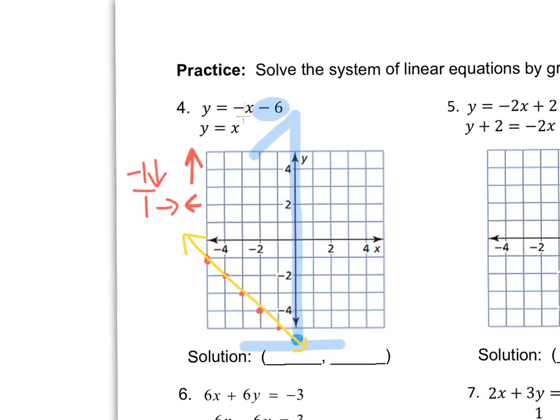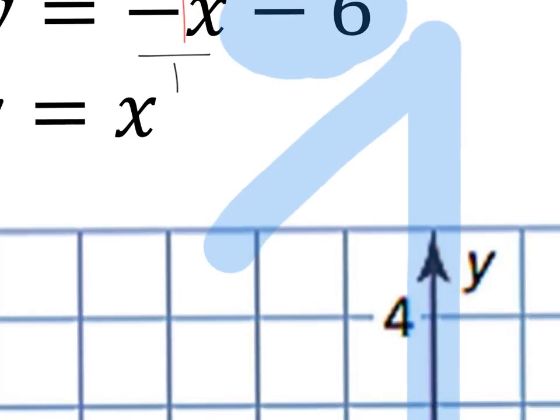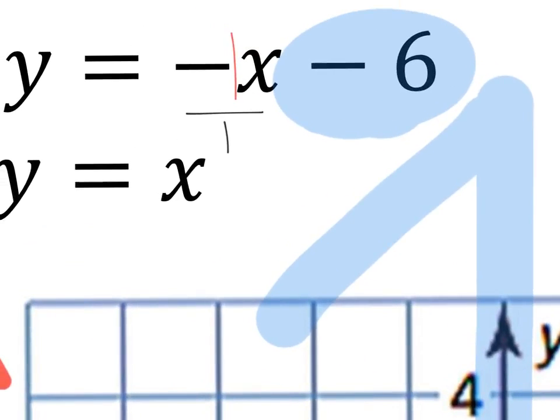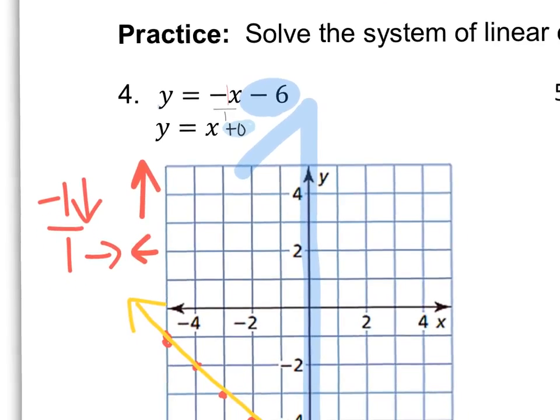It says y equals x. So whenever I have y equals x, my y-intercept, the number that's here on the end, there isn't a number there. That means that number is a 0. So there's really a plus 0 here. So that means I'm going to begin at the origin. So my first point for this graph is going to be at 0.